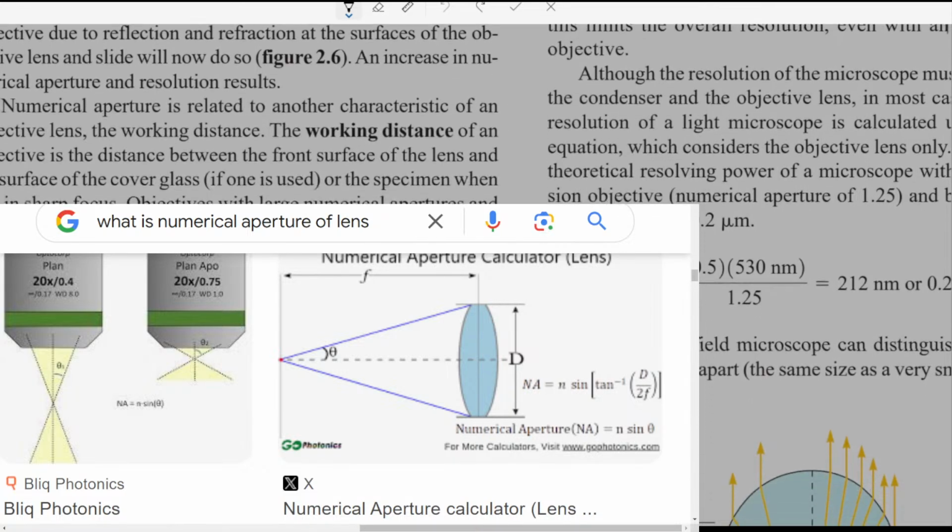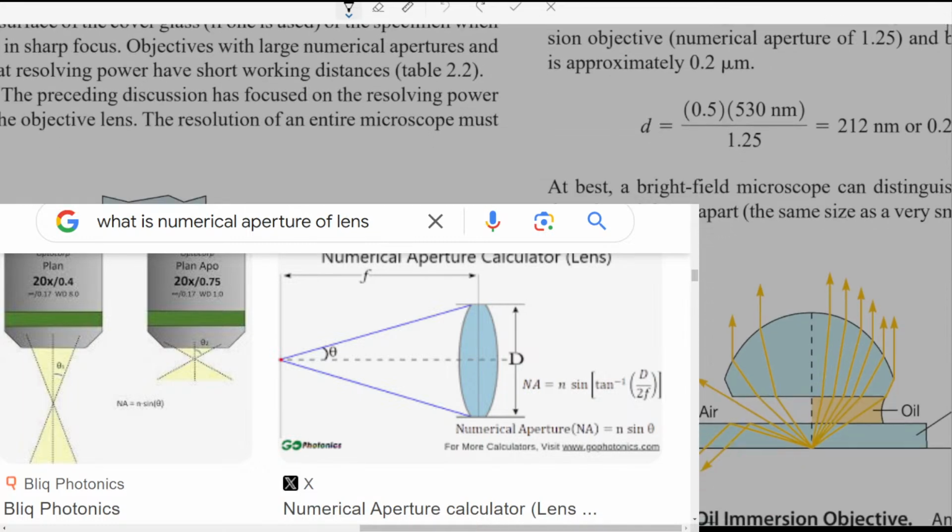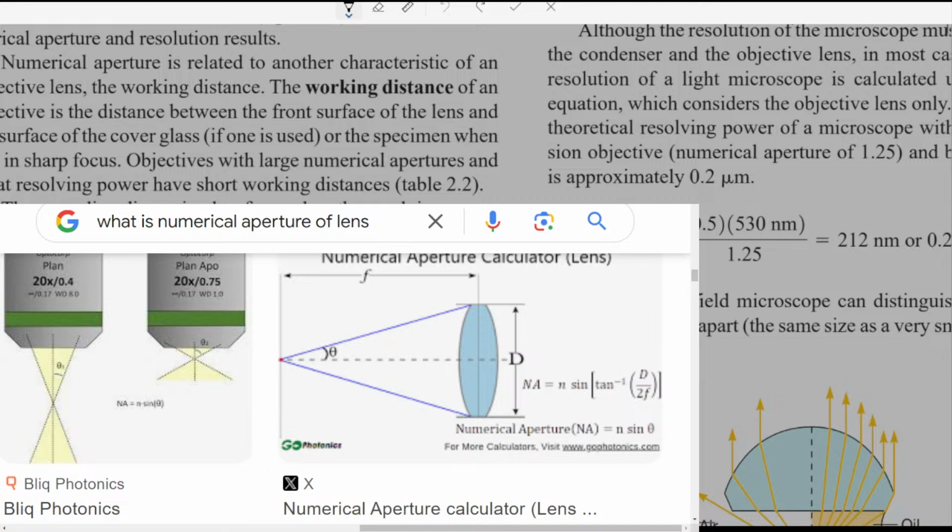And the surface of the cover glass, the square rectangular shape that we use on the slide, to cover our specimen we use a cover glass, right? So they are talking about that. Objectives with that, guys, they are using the shortcuts. Lenses with a large numerical aperture and greater resolving power have a short working distance, right? Short working distance is directly proportional to higher resolution. The higher numerical aperture is directly related to the higher resolution power.